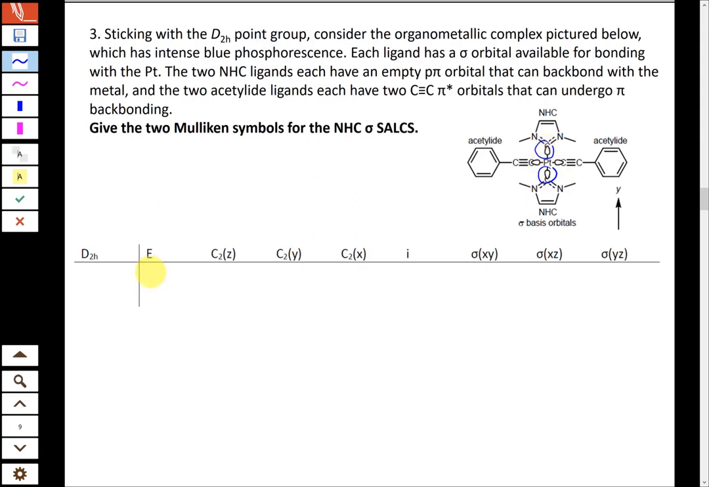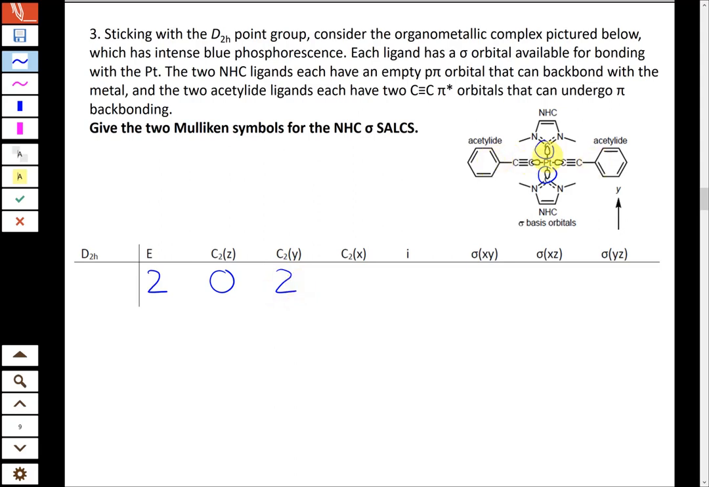So for the identity operation, there's two orbitals. When we do C2z, both of them move, so we get a character of 0 for that. C2y, both of those orbitals are in the y direction, so rotation about y doesn't change either of them, so we get a character of 2 there.